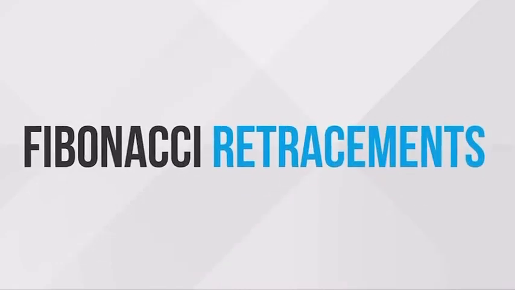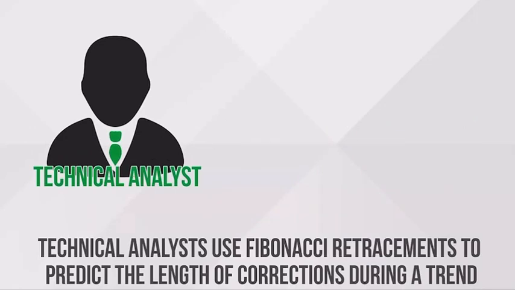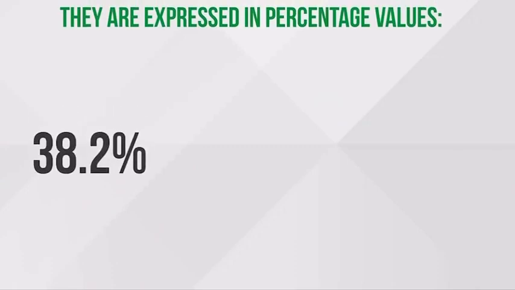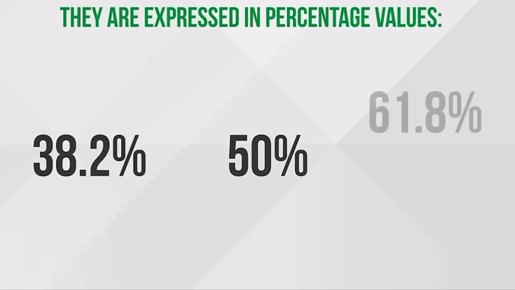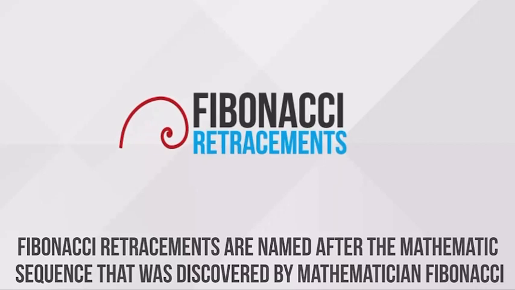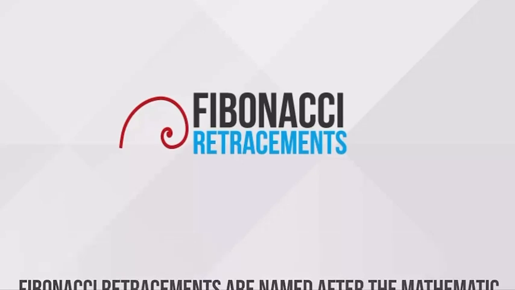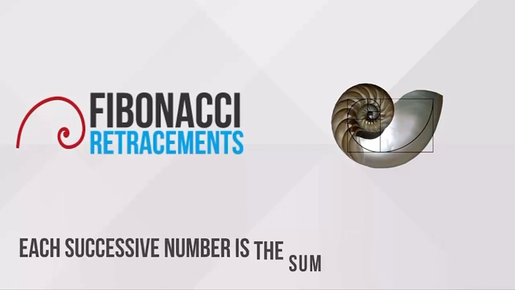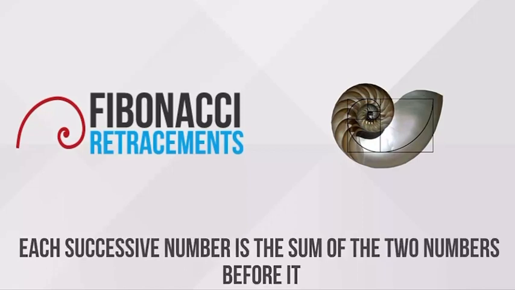Fibonacci retracements. Technical analysts use Fibonacci retracements to predict the length of corrections during a trend. They are expressed in percentage values, where 38.2%, 50% and 61.8% are the most popular retracement levels for forex trading. Fibonacci retracements are named after the mathematical sequence that was discovered by a 12th century mathematician named Fibonacci. The sequence has been found in numerous situations in nature and essentially says that each successive number is the sum of two numbers before it.